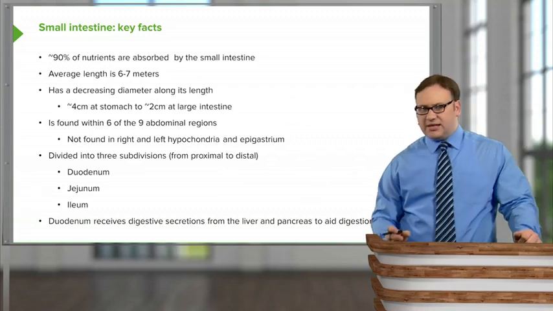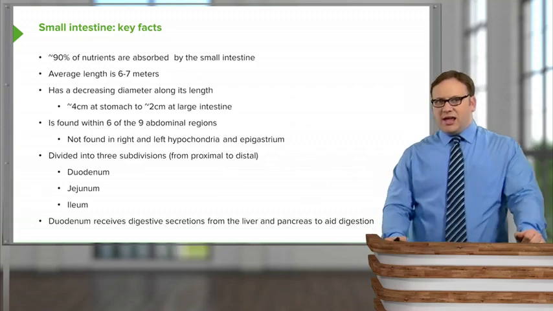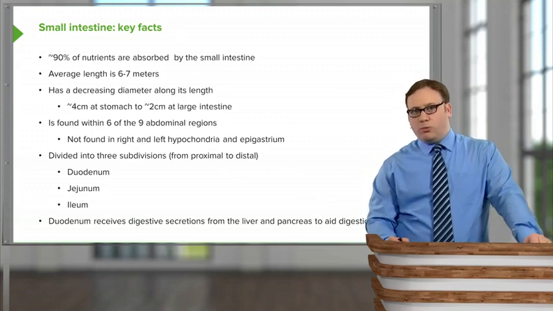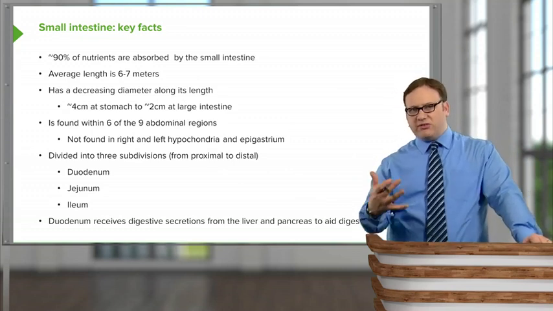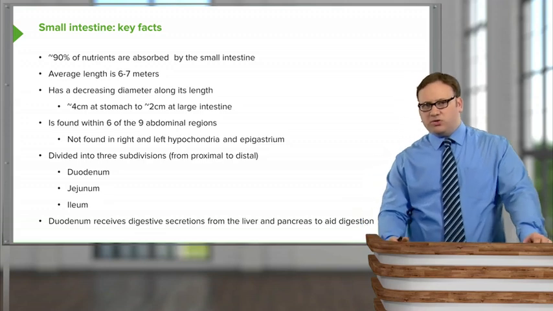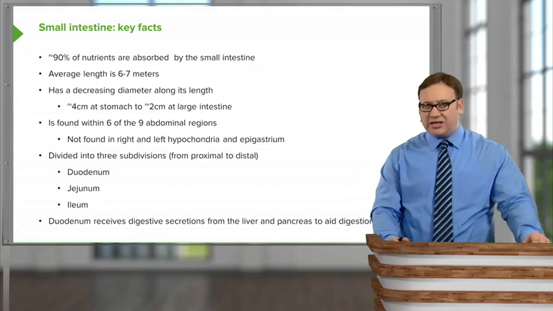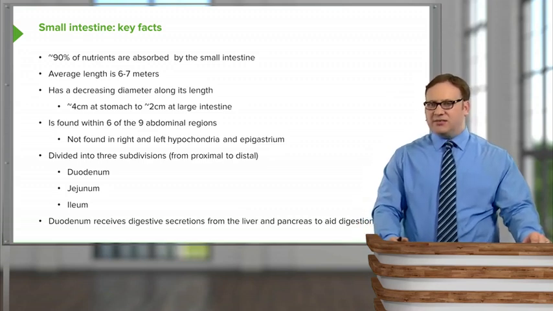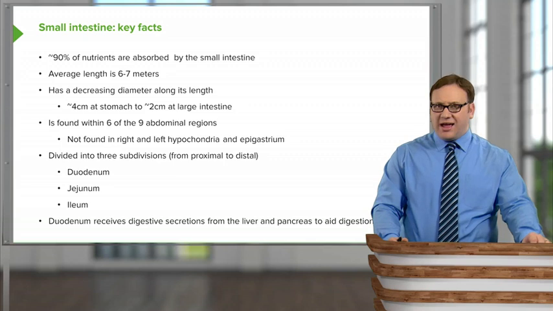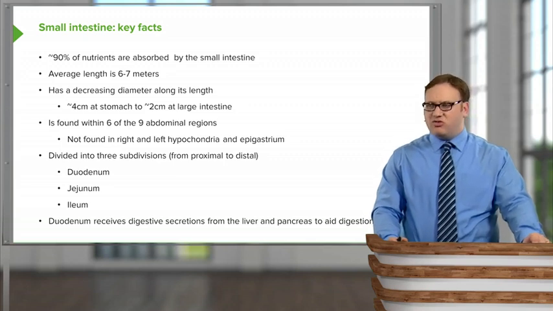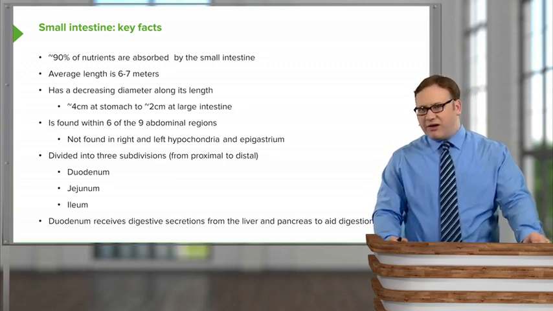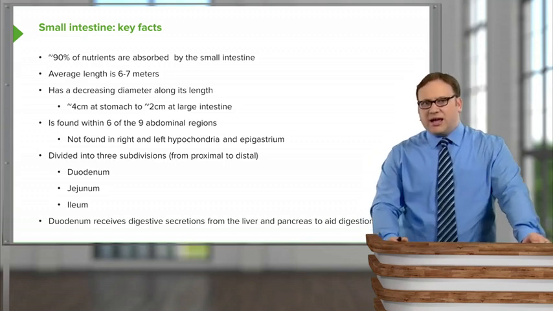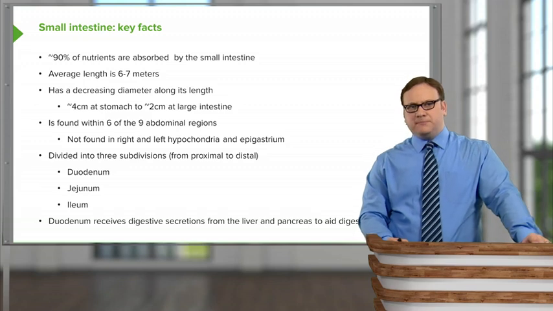So some key facts with regard to the small intestine. About 90% of the ingested nutrients are absorbed by the small intestine, so it carries out the majority of the absorption. It's fairly long, 6 to 7 meters in length. And as it passes from the stomach to the large intestine, it decreases in diameter from around about 4 centimeters in the stomach to about 2 centimeters at the junction with the large intestine.